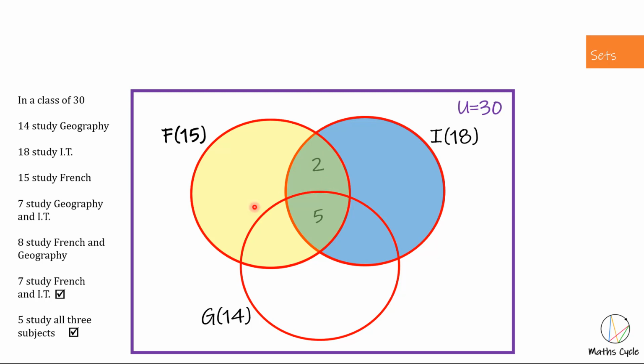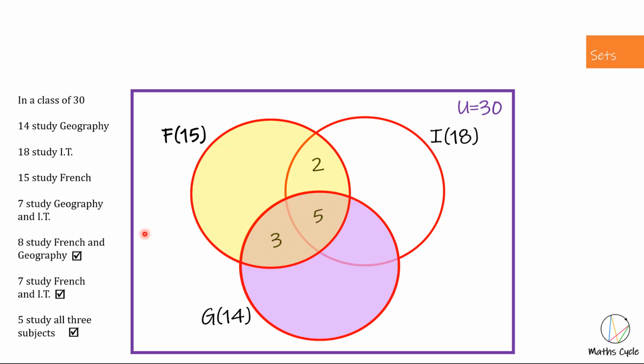Then the next bit of information I have is 8 students study French and Geography. So let's look at the French and Geography circles. You can see where those 2 circles intersect has been highlighted peach. Now I already have 5 students accounted for there, but I was told 8 students study French and Geography, so I'm going to need 3 students there that are missing. So now I have 8 students in my peach area that study French and Geography.